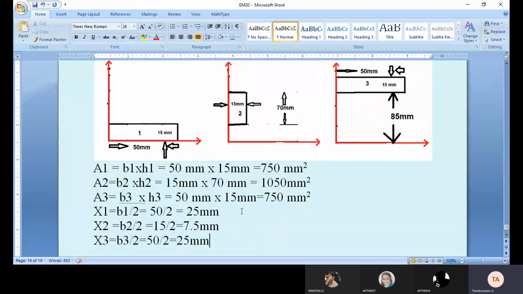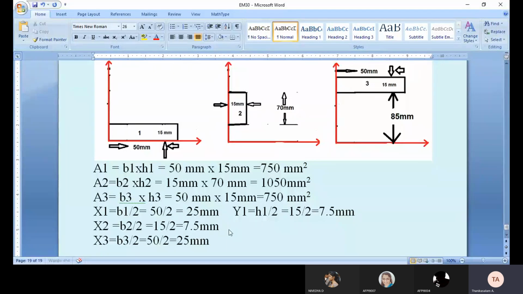Now come to y bar. Students, for y bar, which one is the reference axis? X-axis. So now y1, that is the first diagram. 15 divided by 2, the center distance. It's touching the x-axis directly. Therefore, 15 divided by 2, 7.5 mm.